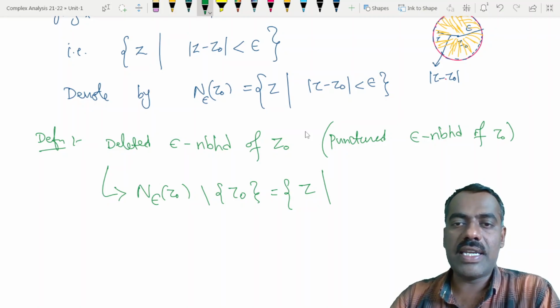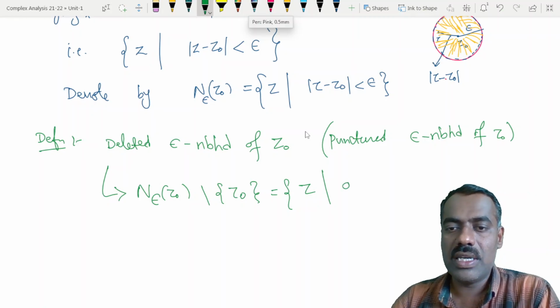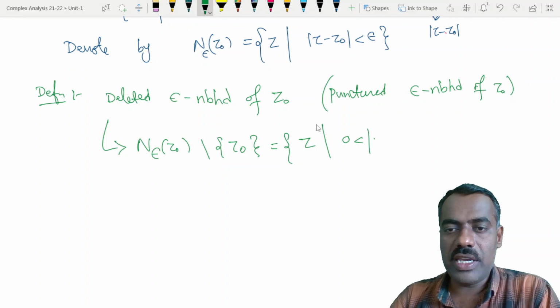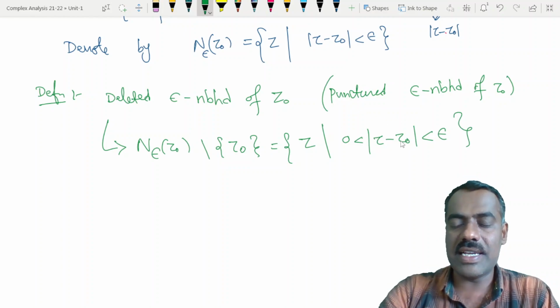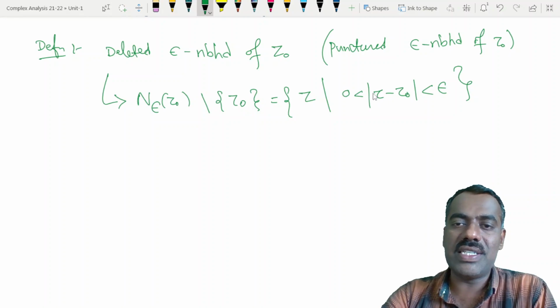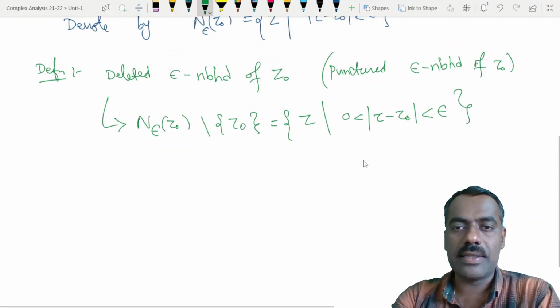Okay, so Z naught is not here. That means the distance between those two points is strictly greater than 0. Is that clear? If we write like this, that means Z naught is not satisfying this condition. Is this clear? Because Z naught minus Z naught is 0, which is not strictly greater than 0. So Z naught won't be there in this collection.